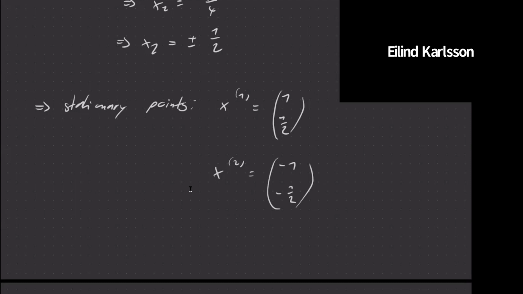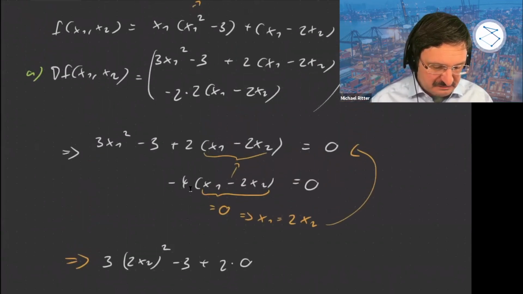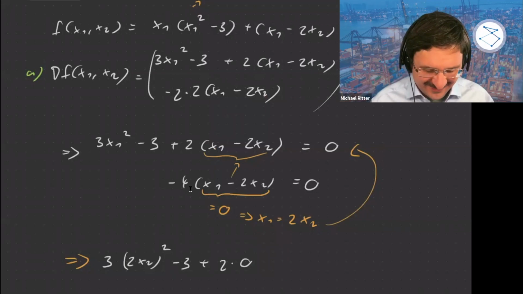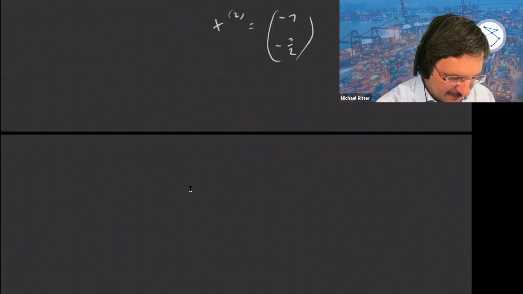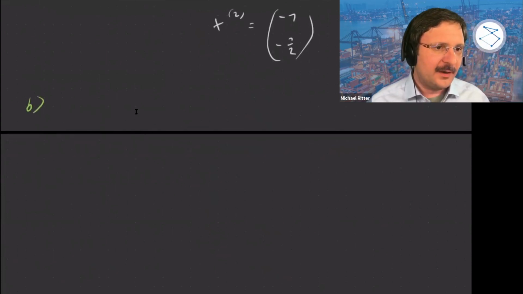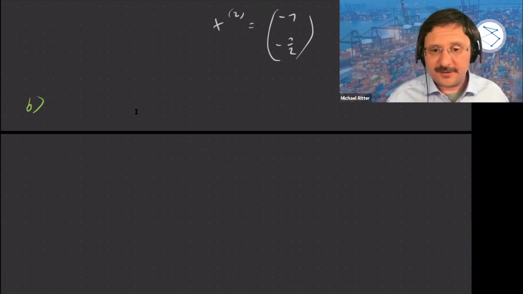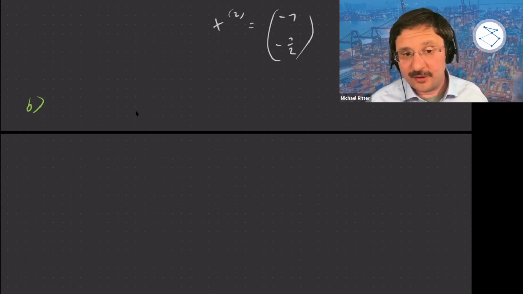Okay, and again, as you can see, determining the stationary points is still possible, but it's not really a nice thing. Nothing that you actually wanted to do, right? So B, for each of those points, decide whether they are minima or maxima or saddle points. So what we need to do there is compute the Hessian.